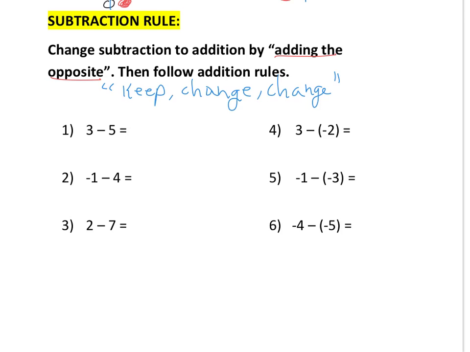And what this means is, if you're looking at a problem like this, you're going to keep the first number exactly as it is. You never ever change the number that's in front of the subtraction sign. You keep it exactly as it is. Then change means you're going to change subtraction into addition. And then the second change means you're going to change the sign of only the number that follows the subtraction. So you're going to keep, change, change.